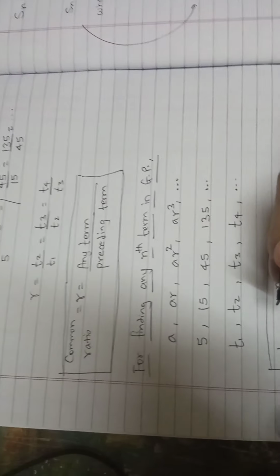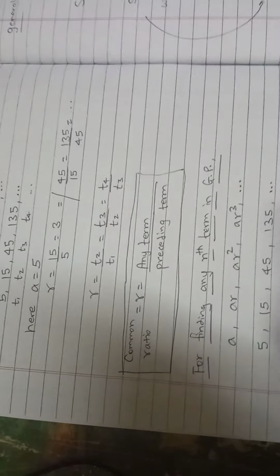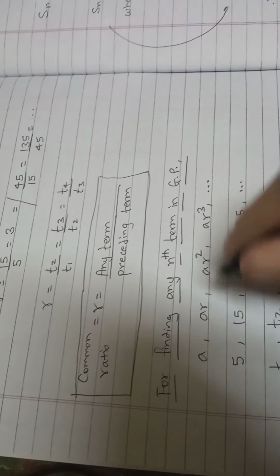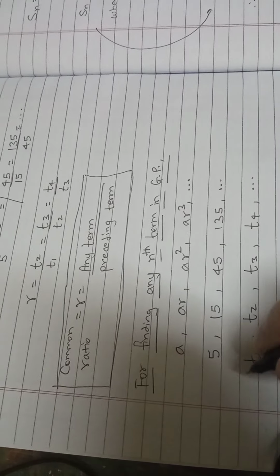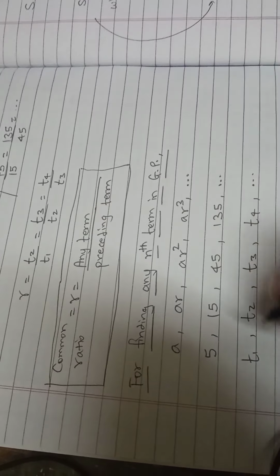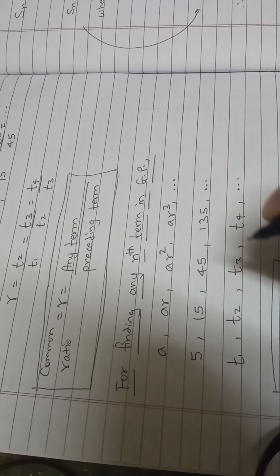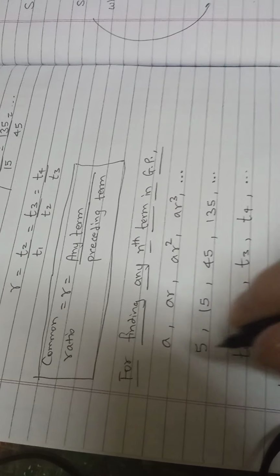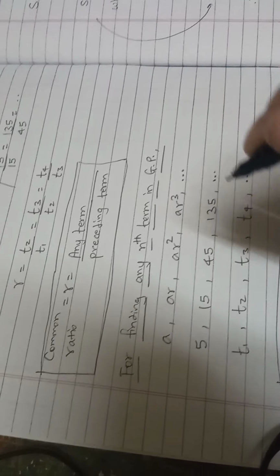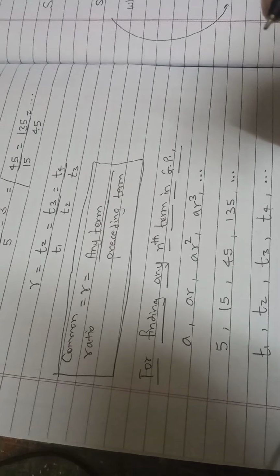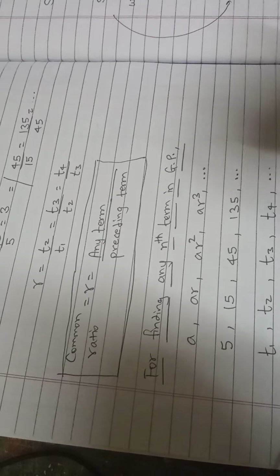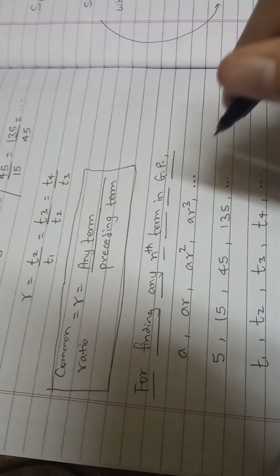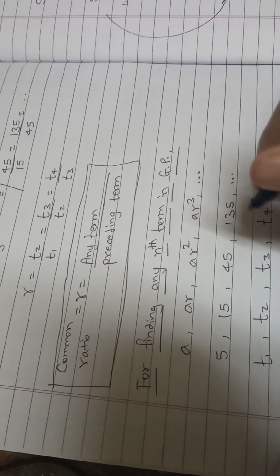Now we are going to find the nth term in a GP. Let's consider the general form a, ar, ar square, then our example, with term 1, term 2, term 3, term 4. I have just assigned these to show that this is term 1, this is term 2, this is term 3. So we have to find the formula for the nth term, that is, any nth term in this GP. If we have to find 135, then what is the formula for that?